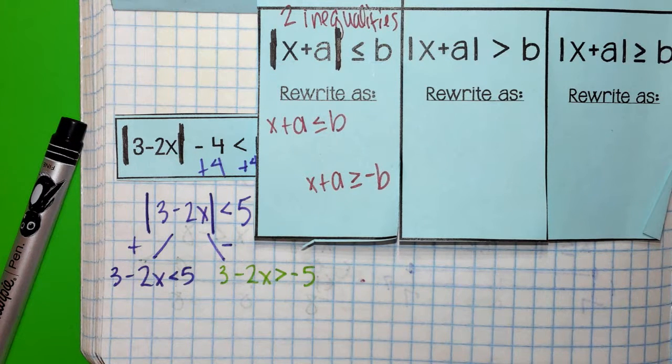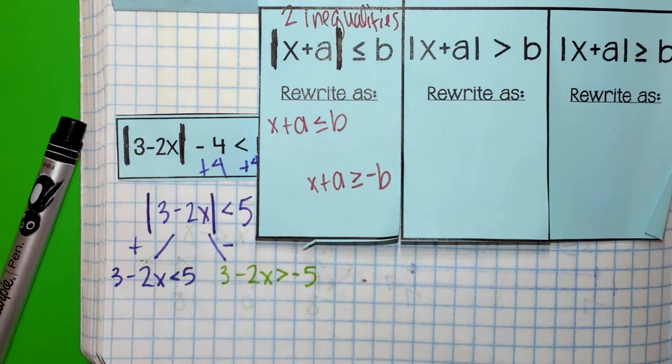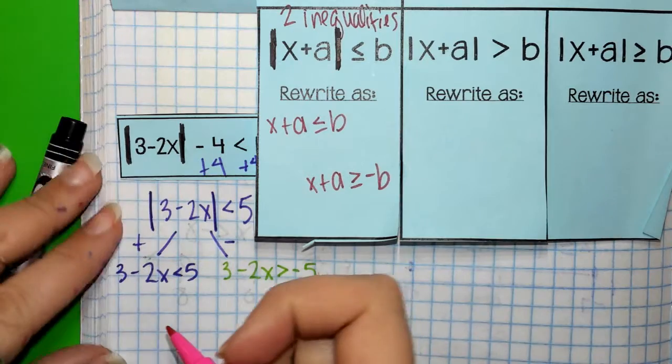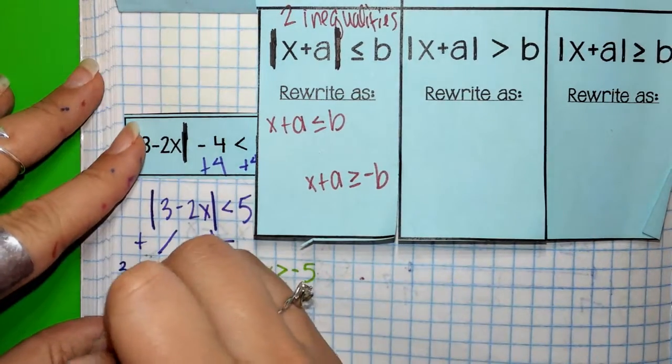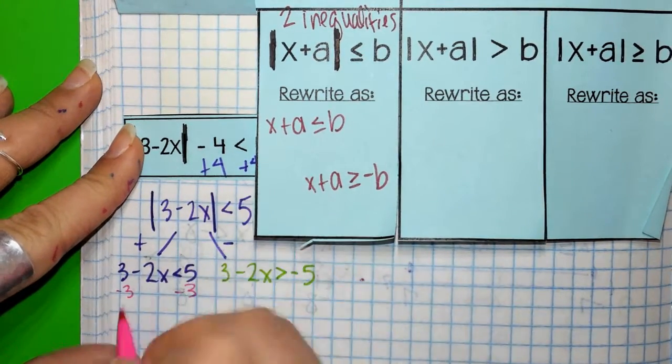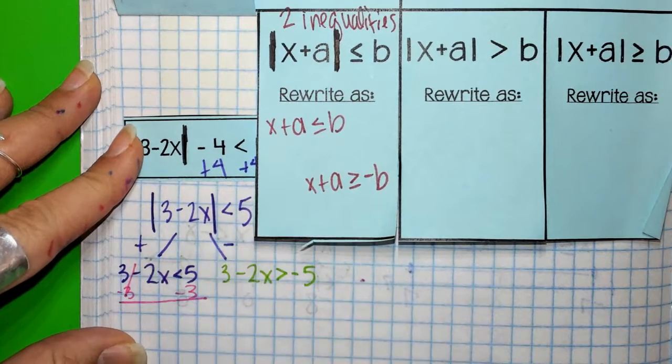We only distribute when we have parentheses. We have to, that's what I'm talking about. Minus 3. He does pay attention sometimes. Good job. I'm proud of you. I really am. I know it sounds sarcastic, but I'm not being sarcastic. It's just my natural inflection. All right, so minus 3.